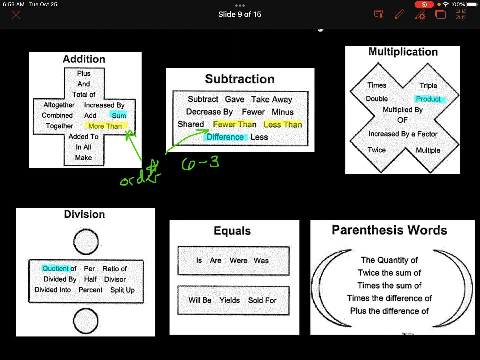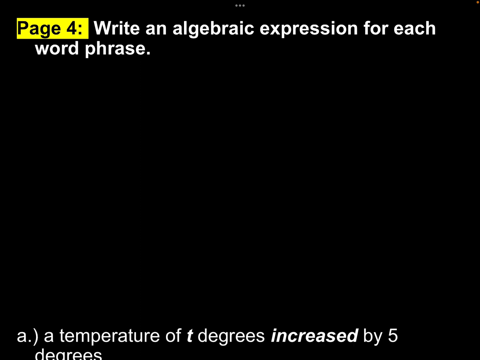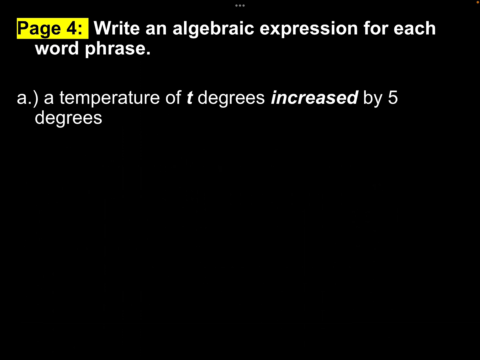All right, so as we jump in, let's turn over, and we're going to get into writing. This says write an algebraic expression for the word phrase. So this time you're given the word phrase, you can look back at some of those words. In this case I see the temperature, T degrees, increased by 5. Increased means addition, so this one would be T plus 5.